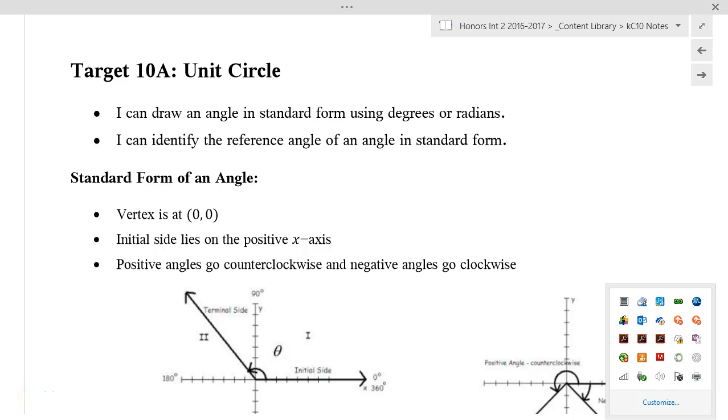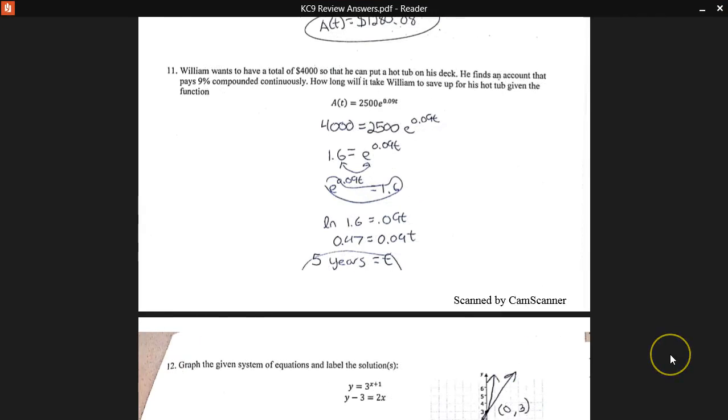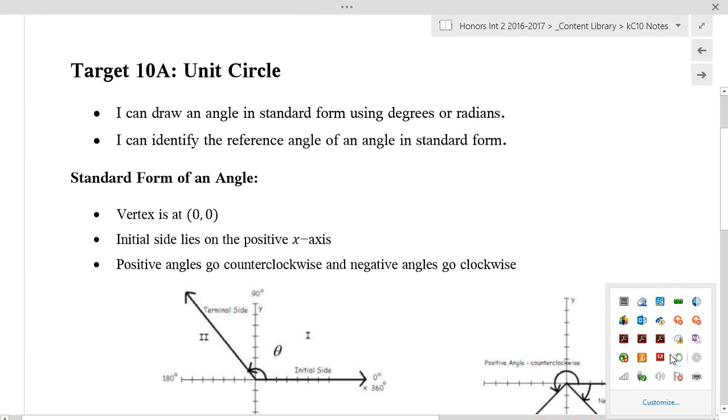Alright guys, we are now looking at target 10A. This is our last unit. It's going to be a lot of information, but it's not too bad for the amount of time we have. We will fit everything in.